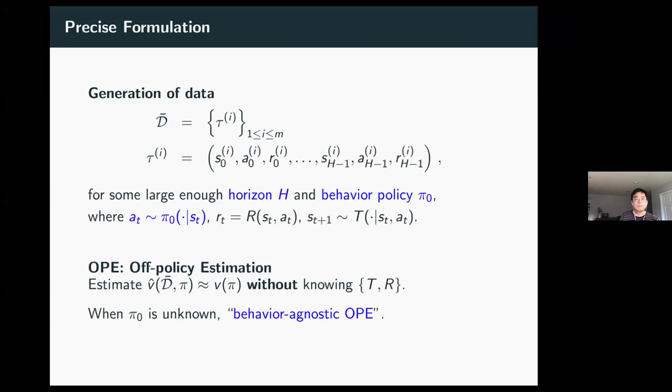So now let's look at how we could solve the OPE problem. The data is in the following form. As we mentioned before, data is generated by the behavior policy. What it means is that D-bar is a collection of trajectories, tau i, and each tau i is a sequence of horizon h, length h. What is important here is that in the data set D-bar, actions are selected by the behavior policy. And at the end of the day, what we try to do is to estimate V pi based on the data set and the target policy as input, without knowing the transition or the reward function.